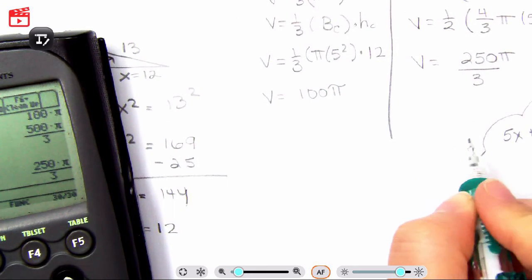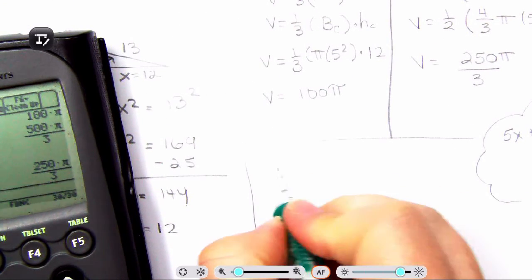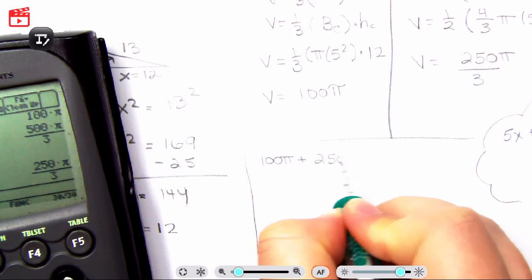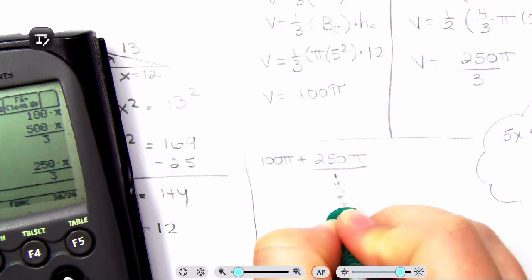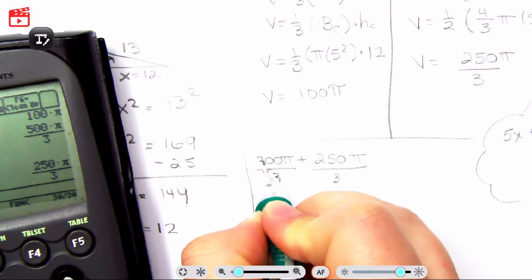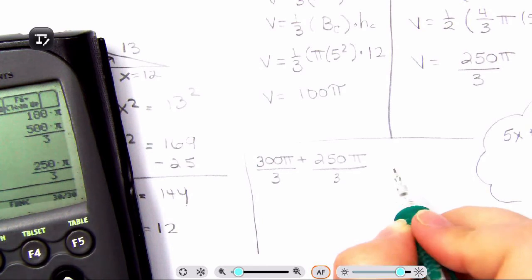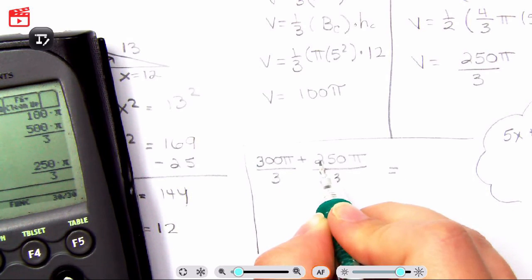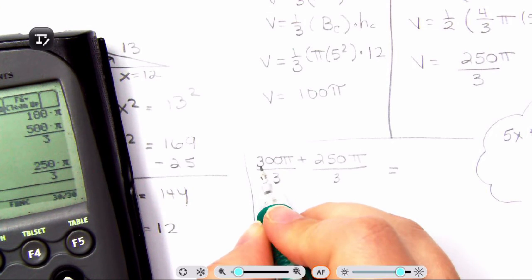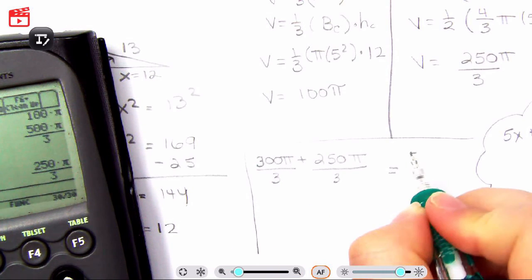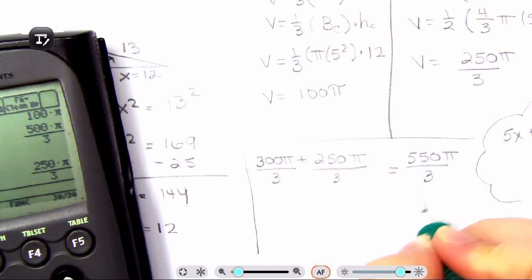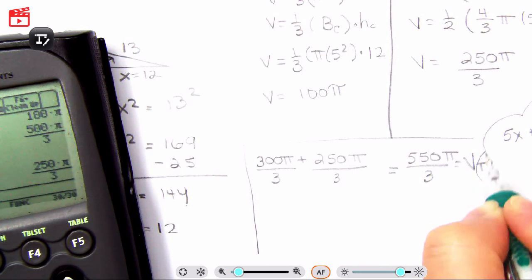So let's go ahead. I'm going to actually box this off. So I have 100 pi plus 250 pi. Again, that's divided by 3. So I'm going to do common denominators. I'm going to multiply top and bottom by 3. So I get 5, 6, 7. Just kidding. You see what I did there? 3, 4, 5. So I have 550 pi divided by 3 as my total volume.